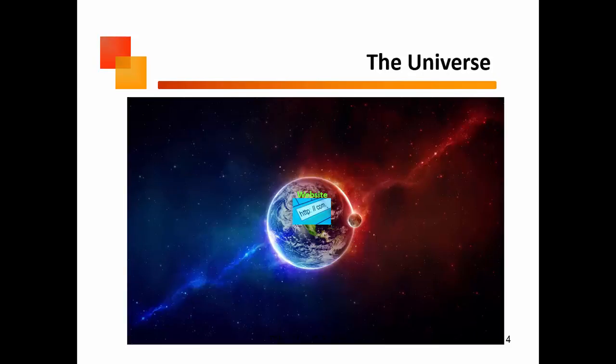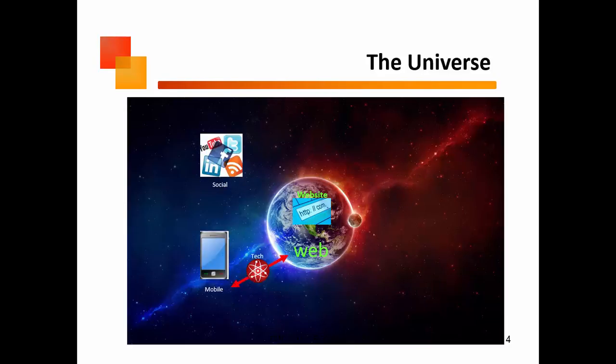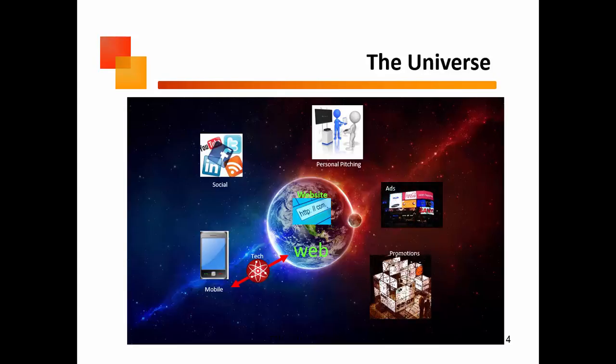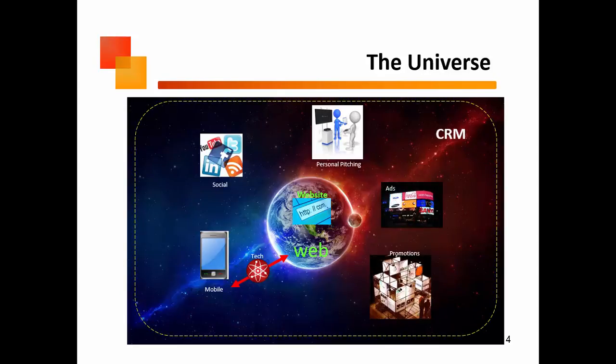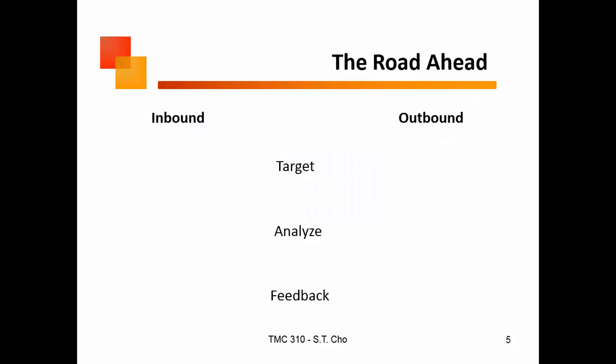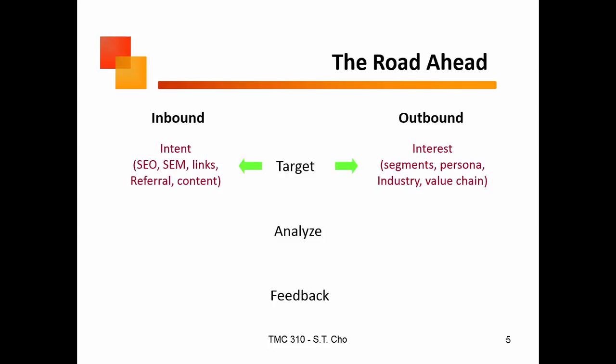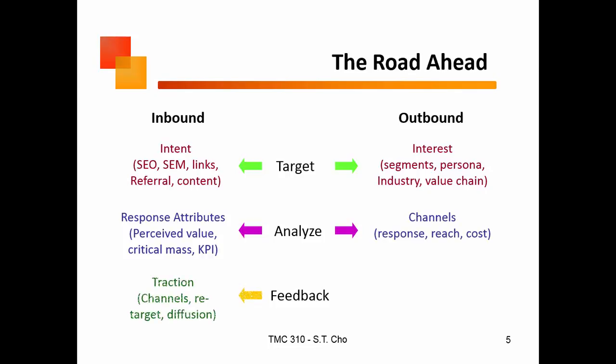And so we know the universe, that my company, the heart of it is its website. And so we have social media, we have mobile, and technology is what bridges it all together. There's the physical universe of personal pitching and ads, as well as promotions, and everything is brought together by a CRM. Depending on whether I'm going for inbound or outbound marketing, what is it that I'm targeting? Inbound, I'm targeting intent. Outbound, I'm trying to create interest. Analyzing it, I'm looking at how are people responding versus what channels I'm going after.